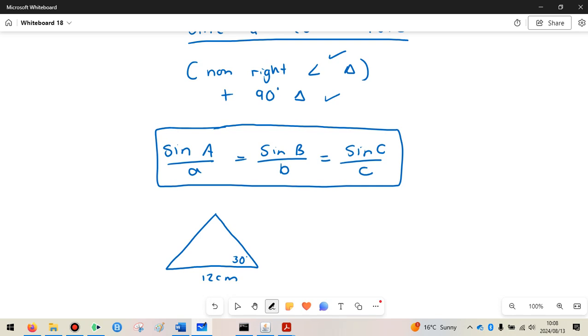Let's draw a little triangle here. So let's say that we've got this triangle. You've got a 50-degree angle here, 30 degrees here, and 12 centimeters at the bottom. And I'm looking for this side here.